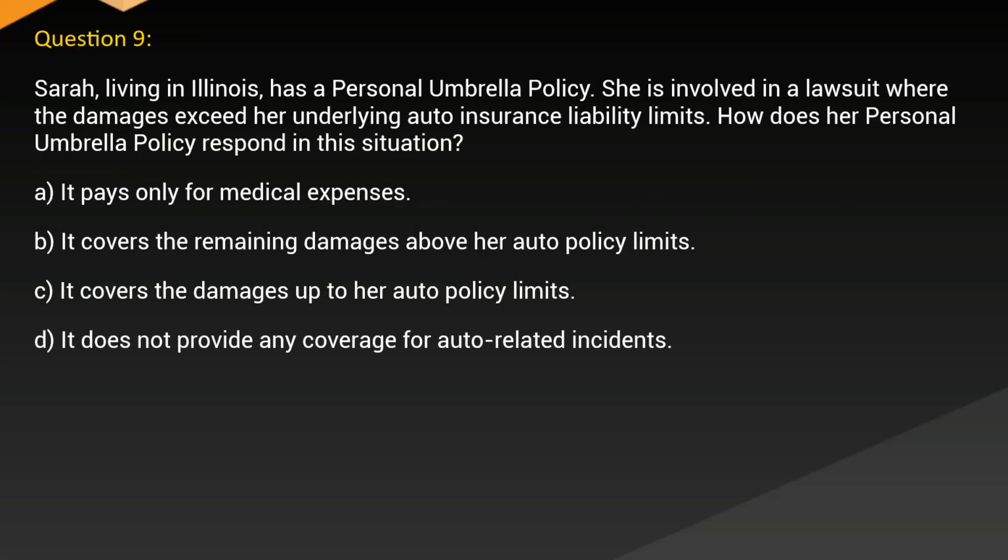Question 9. Sarah, living in Illinois, has a personal umbrella policy. She is involved in a lawsuit where the damages exceed her underlying auto insurance liability limits. How does her personal umbrella policy respond in this situation? A. It pays only for medical expenses. B. It covers the remaining damages above her auto policy limits. C. It covers the damages up to her auto policy limits. D. It does not provide any coverage for auto-related incidents.